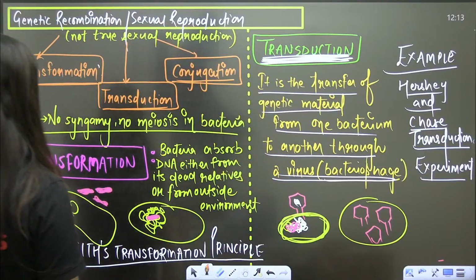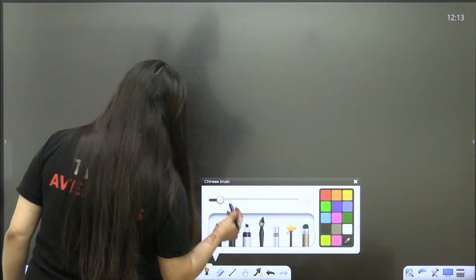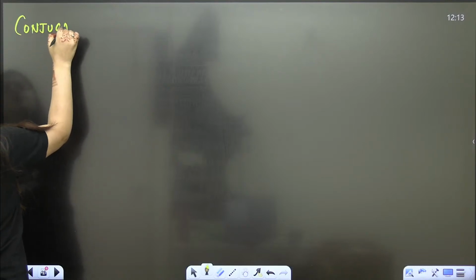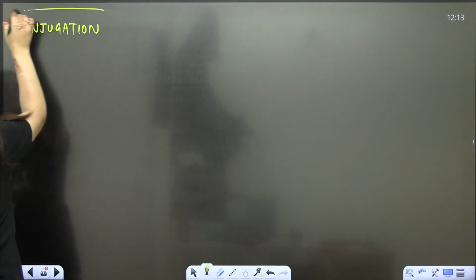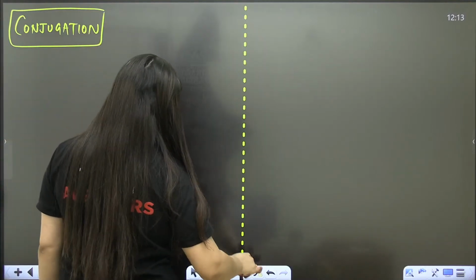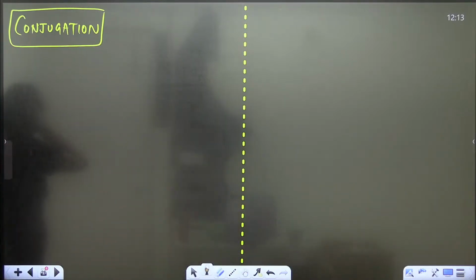Is that clear? So transformation, transduction, next is conjugation. Do you know what conjugation is? Tell me, what is conjugation?